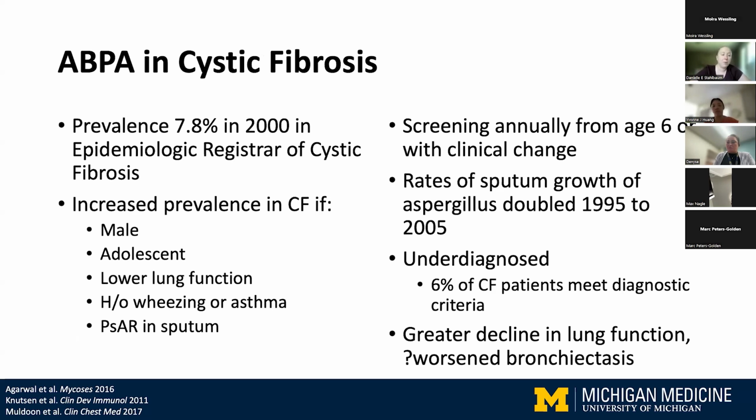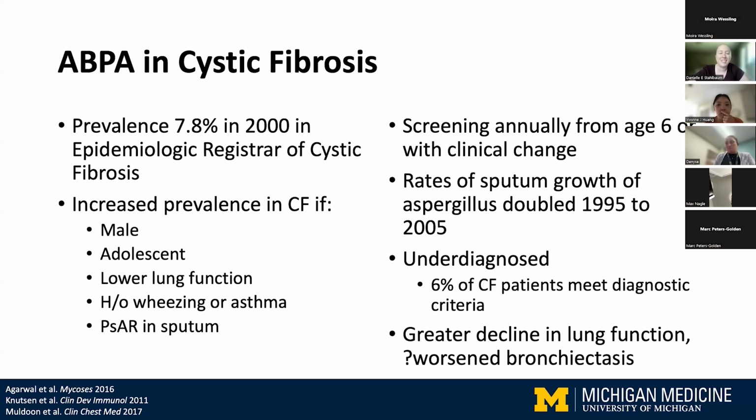In cystic fibrosis, it can be hard to pin down the diagnosis, and I'll delve into that a little bit more. But in general, based on some of the cohort studies of ABPA in cystic fibrosis, there's increased prevalence if they're male, adolescents, have lower lung function, have Pseudomonas in their sputum, or have a history of wheezing or asthma. There are some recommendations for screening annually from age 6 or with clinical change.